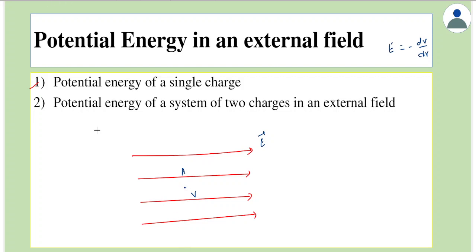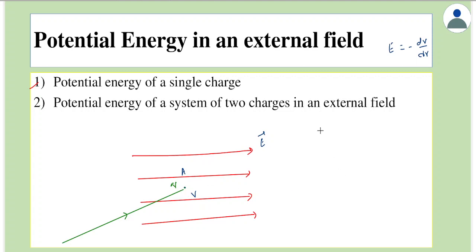Now suppose we bring a charge, say Q, from infinity to this point. When we found the electric potential energy for a system of two charges, when we brought the first charge, the work done was 0 because nothing was opposing its motion. But in this case, if we bring the charge Q, the work done is not 0. Some work has been done here, against the field or with the field.